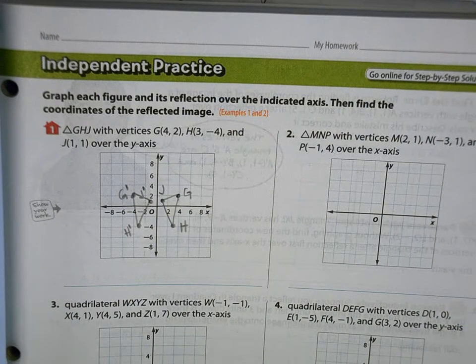Okay? And they should look like the same shape and everything. It's just a reflection. This is used a lot in art, right? Who does art in here? Yeah. I'm in my art class. Awesome, then you do art.